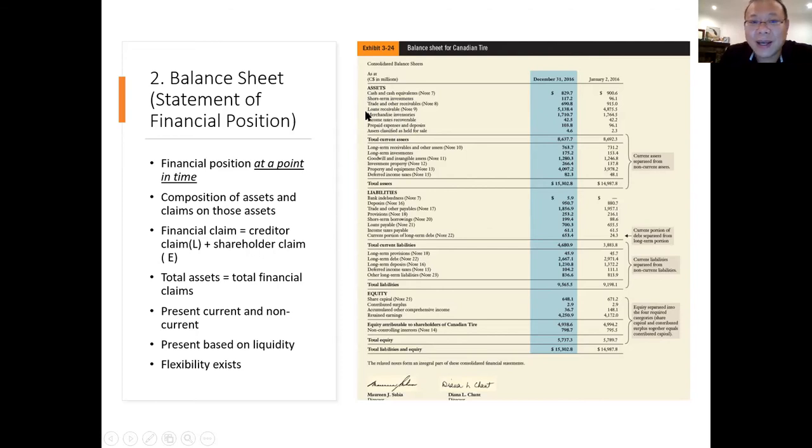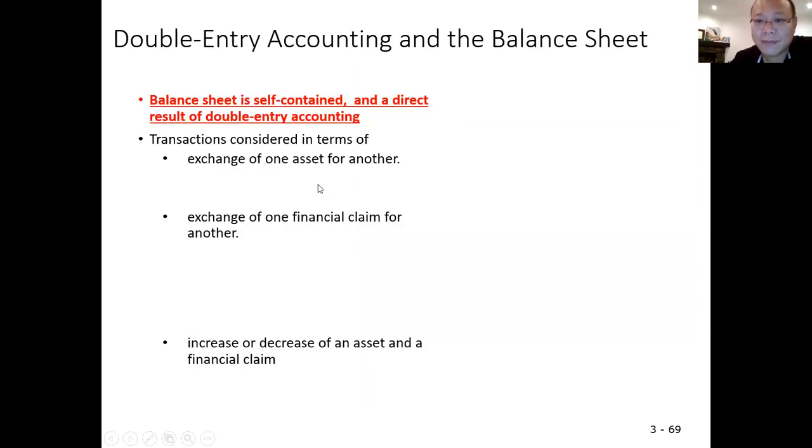Depending on the nature of the liquidity of their accounts, right? Okay, so let's move on.